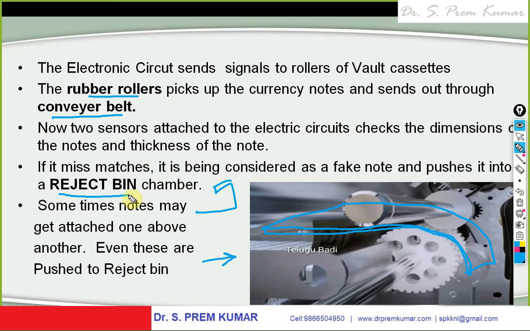Sometimes one note may get stuck to another note and hence the thickness of the note will be high. Because of the gummy substance or whatever may be, one note may be stuck to another note and now the thickness of the note is high. Even such notes are identified by the sensors and they are pushed into a separate chamber which is called a reject bin. Invalid notes, torn notes, fake notes, stuck notes will be pushed to a bin which is called a reject bin.